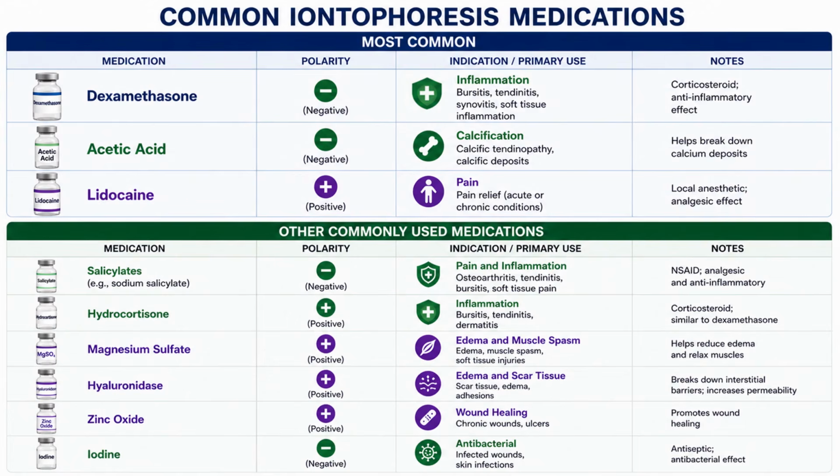The key concept to remember is that the medication's polarity determines which electrode is used. Negative medications are placed under the negative electrode, and positive medications are placed under the positive electrode. This follows the principle that like charges repel, allowing the medication to be driven into the tissue.